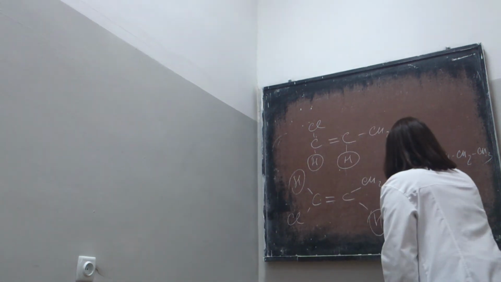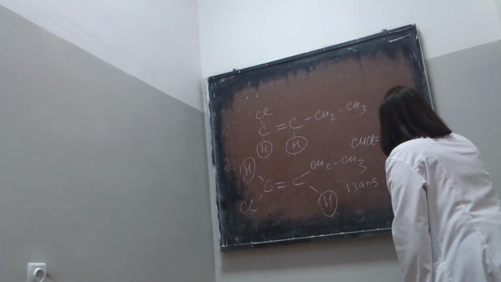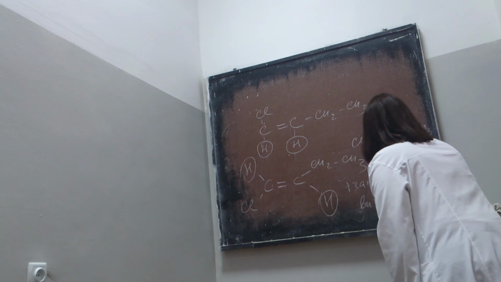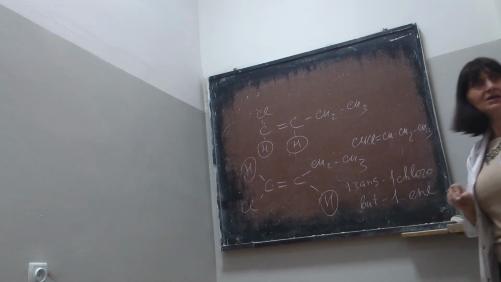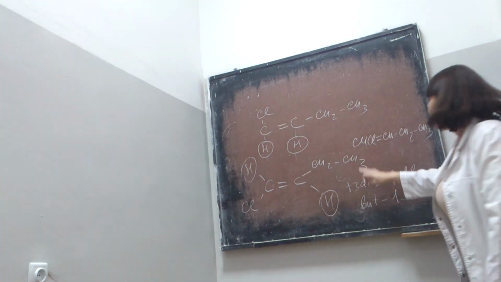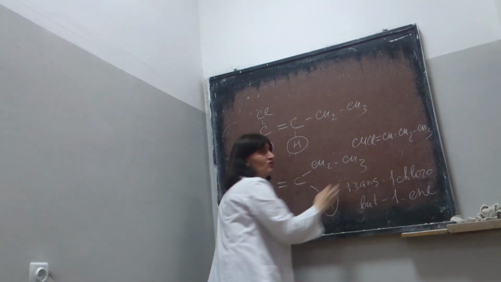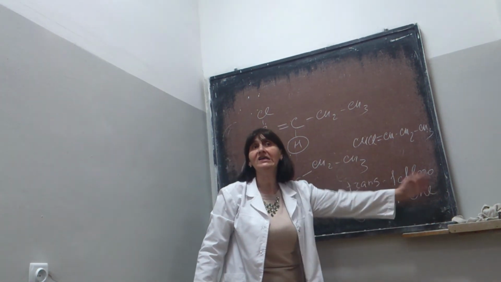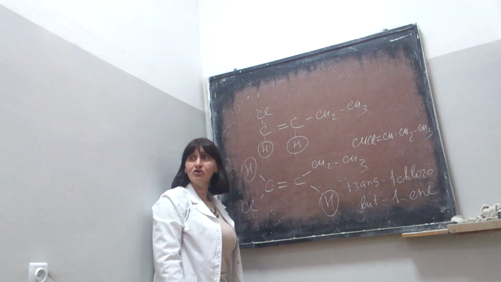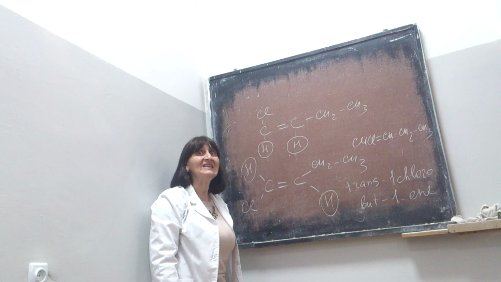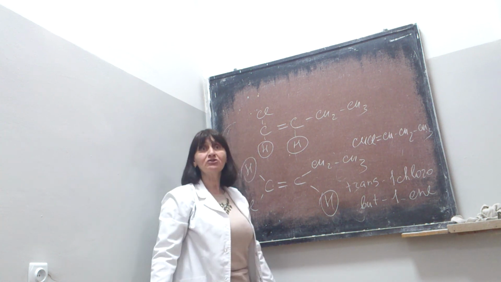Please write: trans-1-chlorobut-1-ene. And for this one, in this case you have to change trans into cis. That's all. Cis-1-chlorobut-1-ene.